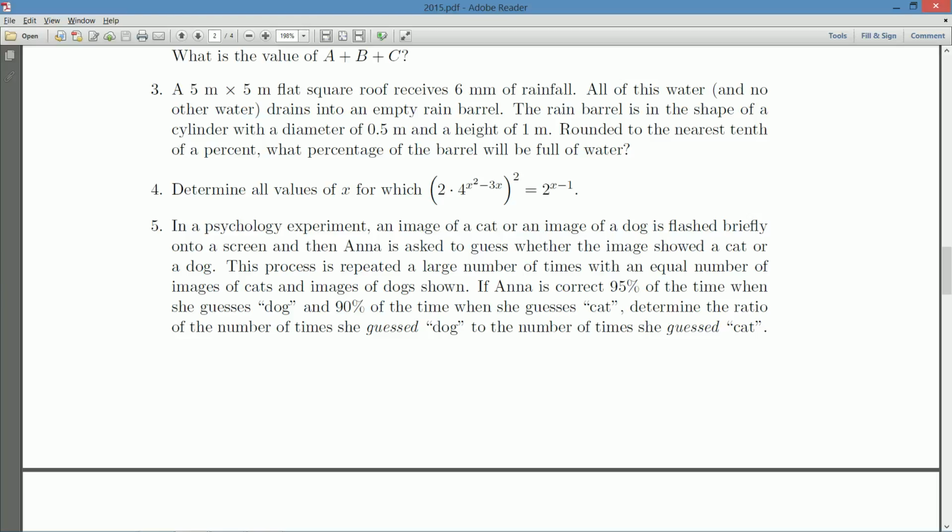Well, it's probably a good idea to give these values names. Number of times she guessed dog, let's call that little d. Number of times she guessed cat, let's call that little c. So ultimately we want d to c, that ratio. That's what we're looking for. It's always important when you read a big word question like this to make sure you understand what's going on at each stage and to properly identify what they're asking for. It's not the ratio of number of images of cats to images of dogs. That's going to be a 1-to-1 ratio. It's number of times she guessed dog and number of times she guessed cat. That's the ratio we're looking for here.